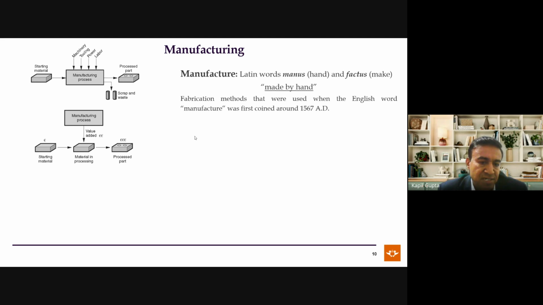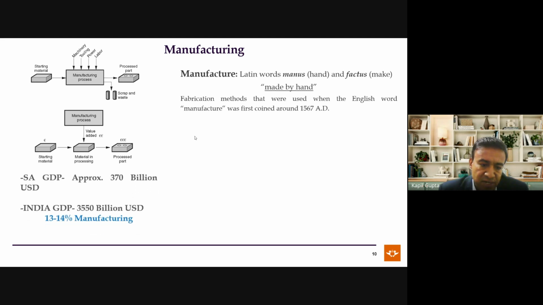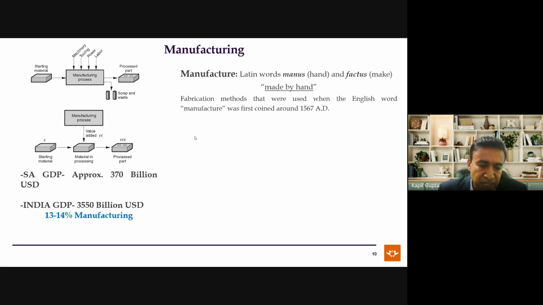That is the economical significance. And in manufacturing, the contribution to GDP is very high, 13 to 14% manufacturing contribution to GDP is there, whether it is India's GDP, that is approximately 3.5 trillion USD, or South African GDP, around 370 billion USD.